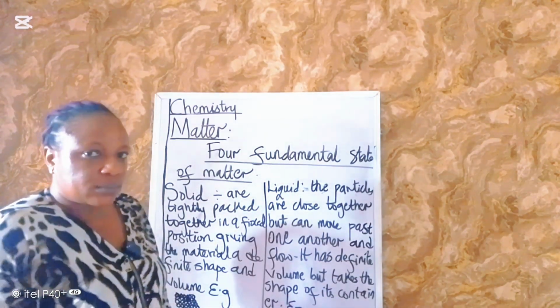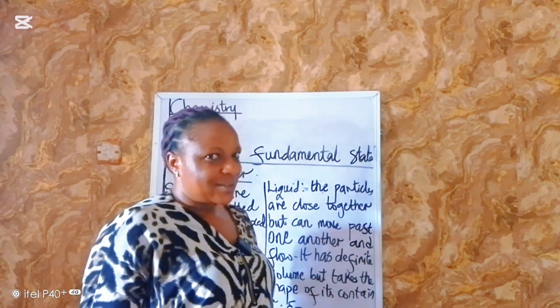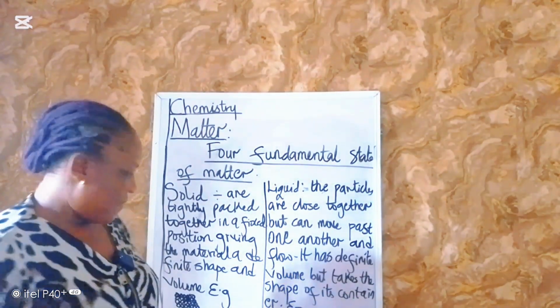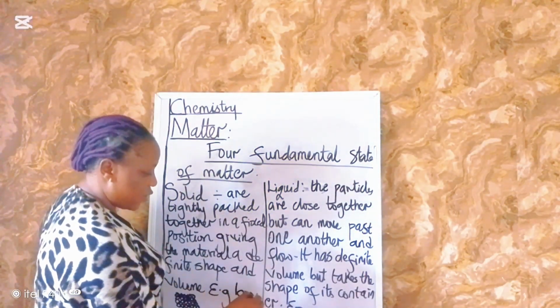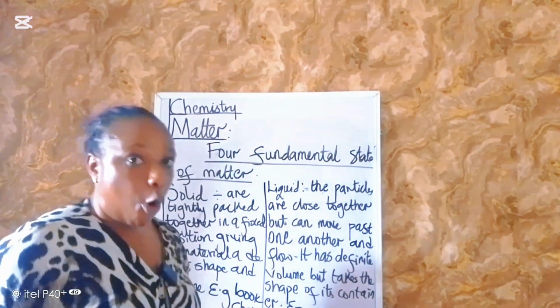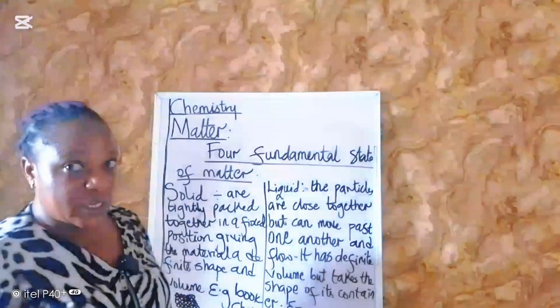That is solid. Now we'll come to liquid. Liquid is not the same thing. Meanwhile, we have said something about examples of solid. Even your book, your pen, your chair, your cup, they are all solid. Now we'll come to liquid.